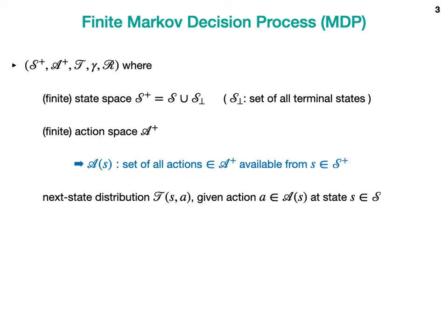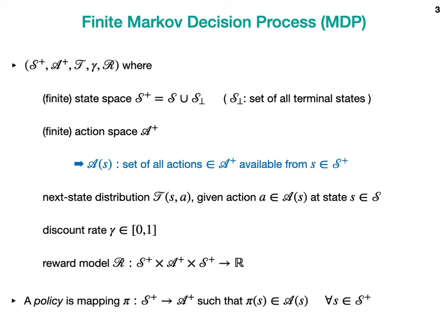T of S, A defines the next state distribution given action A available in each non-terminal state S. Gamma is the discount rate, and the reward model R defines the reward for each transition and at each terminal state action pair. Since we consider deterministic policies, not stochastic ones, we define a policy as a mapping from state space to the action space such that it outputs an available action for each state.